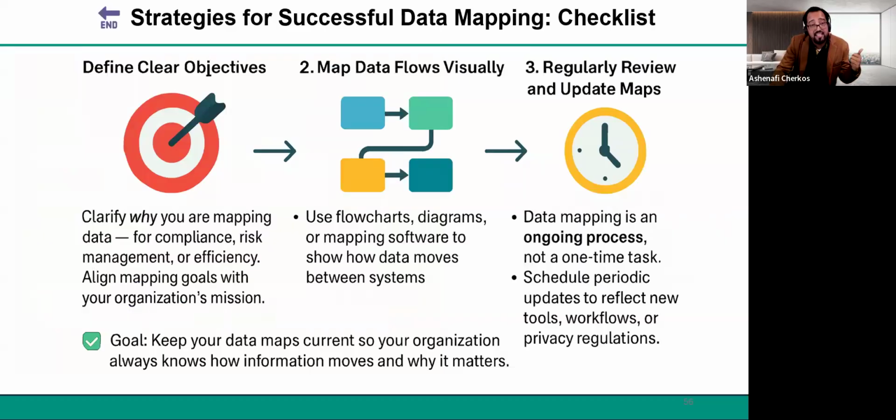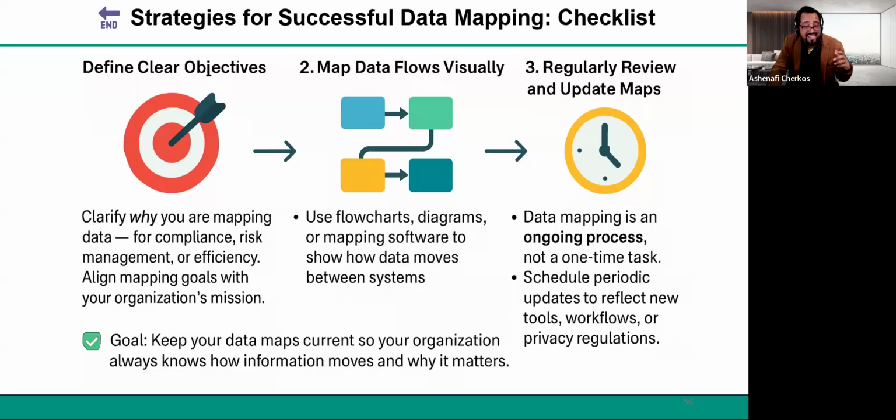So to implement data mapping, we have, again, 3 important steps to do. The first is to define clear objectives, making sure that the mapping objective is in line with our organization's mission, vision, and priorities. The next is to map data flows visually. So when we say data mapping, we are talking about visual presentations. And for this case, we can use diagrams, flowcharts, or even a simple mapping tool to show how data moves between systems. For example, from client intake forms to reporting dashboards.